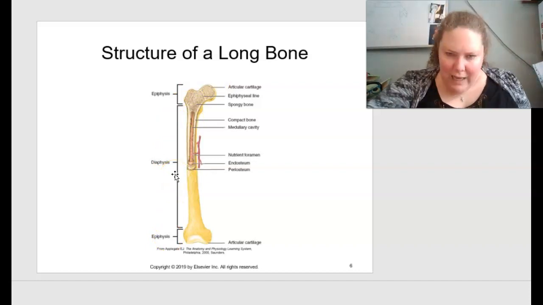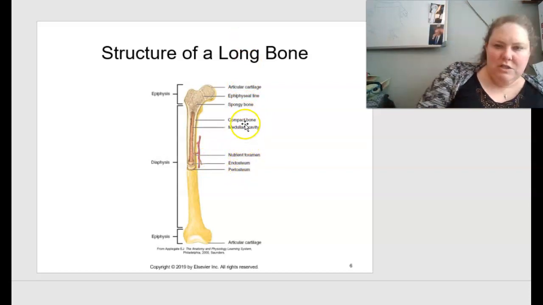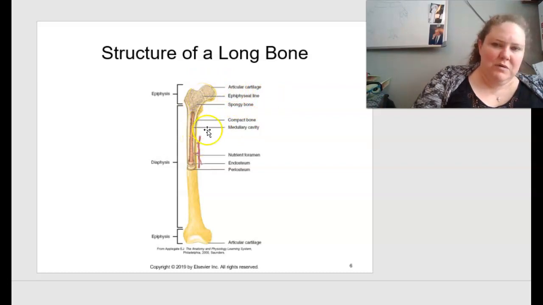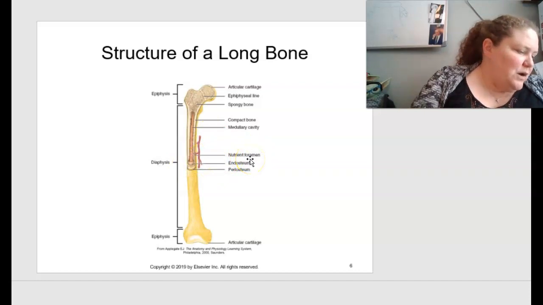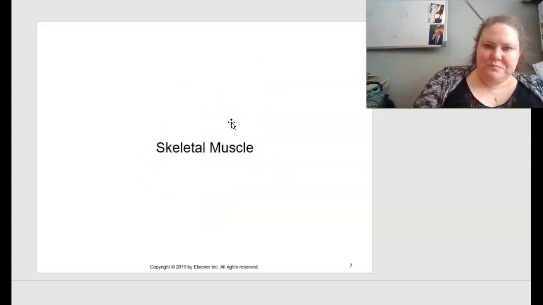Looking at the other substructures, you have your articular cartilage, you have your epiphyseal line, you have that spongy bone that we just talked about, you have your compact bone, as well as that medullary cavity, right? You have the nutrient foramen, and a foramen is a fancy word for a hole. That's where your blood vessels are going to go in so that you can actually give your nutrients. You have your endosteum and your periosteum as well, and these are all in the diaphyseal area.